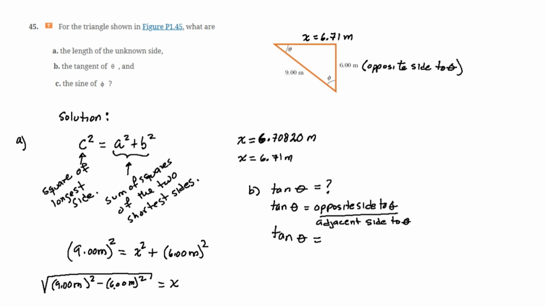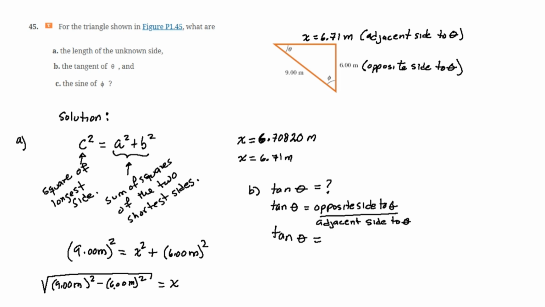Right? Now, what is the adjacent side to theta? This is the adjacent side to theta. The adjacent side to theta is one of the sides of the angle theta. Any angle has an initial side and a terminal side. The adjacent side is always one of the sides of the angle, right? So we have that 6.71 meters would be the adjacent side to theta.